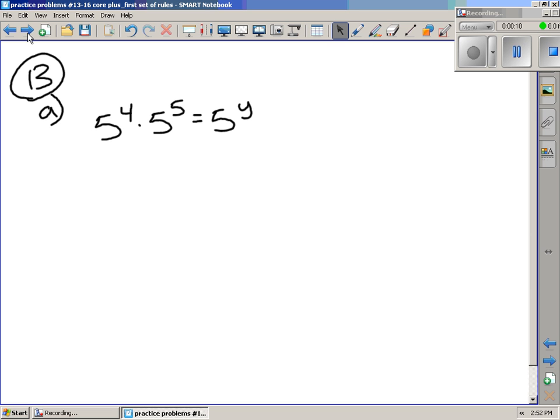So in this case, the bases are the same, so you add the exponents. So we take 5 to the power of 4 plus 5, and we get 5 to the power of 9. So y is equal to 9.